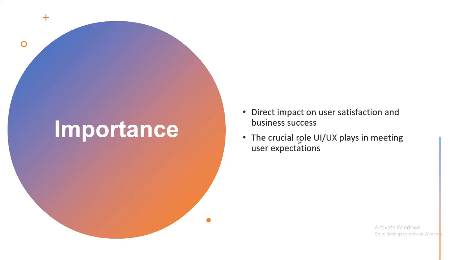In conclusion, we can say that UI and UX are inseparable elements in the design and development of digital products. They work together to create not only visually appealing interfaces but also delightful and user-friendly experiences. In a world where user satisfaction is important, understanding and prioritizing UI and UX are not just best practices, but they are the key to success in this digital realm.